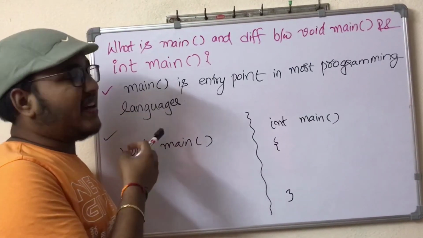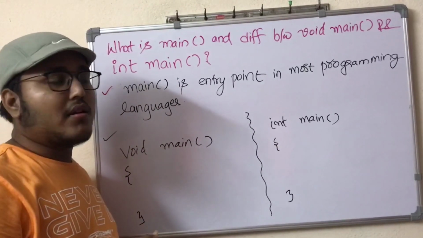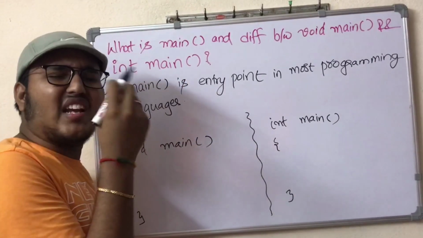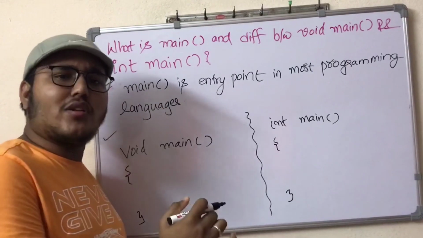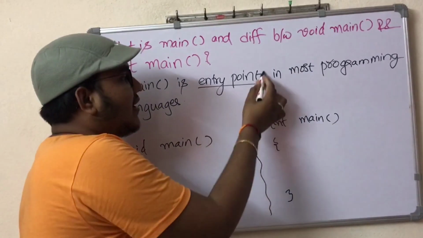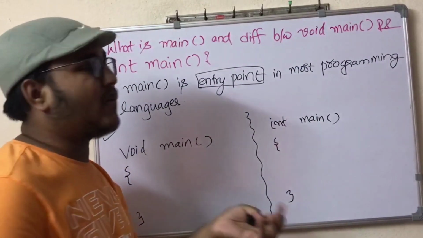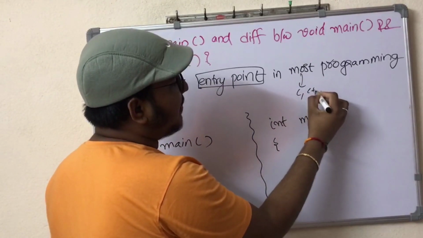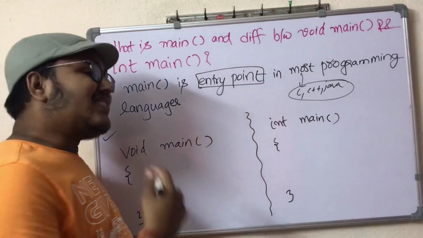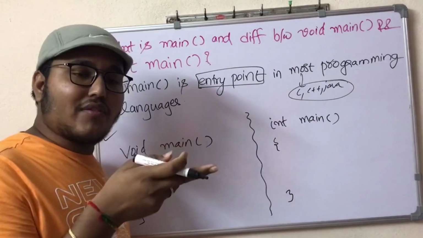So what is the main function and what is the difference between void main and int main? As we all know, main is a function in each and every programming language. It is a convention to write the main method, and we say that main is a function which is the entry point in most programming languages like C, C++, Java. As it is an entry point, we need to know who is the caller of the function.